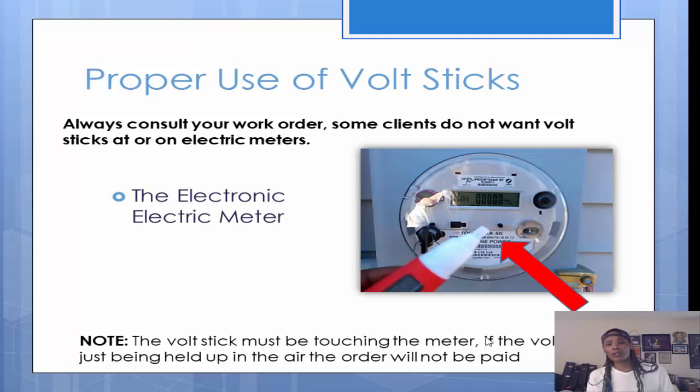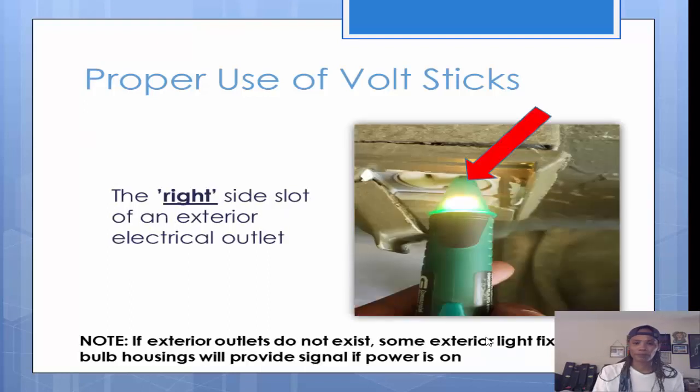So make sure that when you are testing your electric meter, you get it as close as possible to somewhere that shows there's actually voltage, that the electric is actually on and there's voltage running through the wiring. So that's one thing that you want to do.